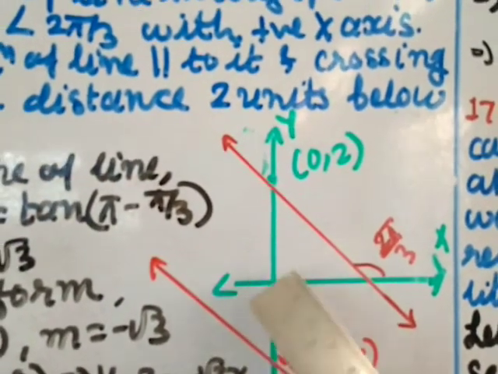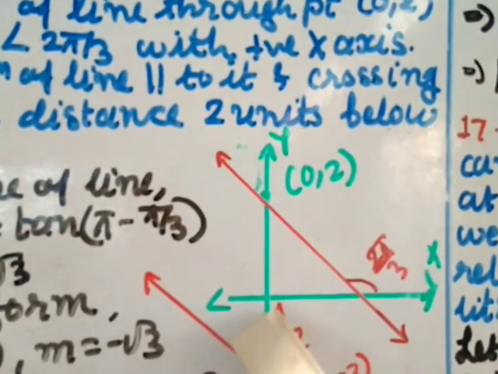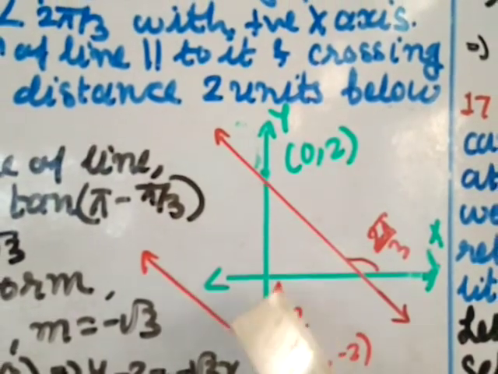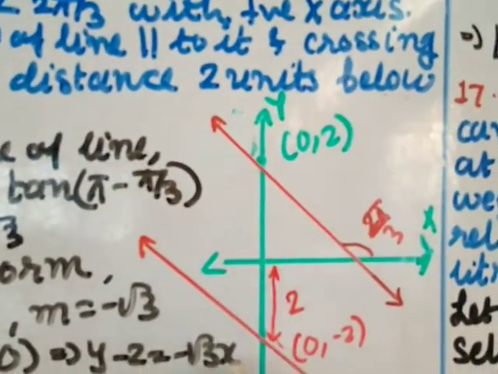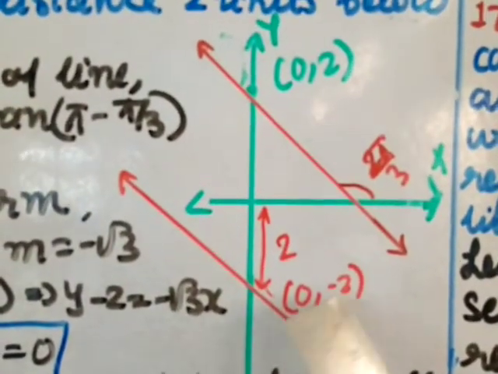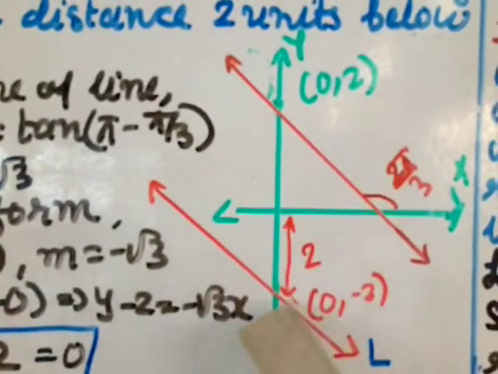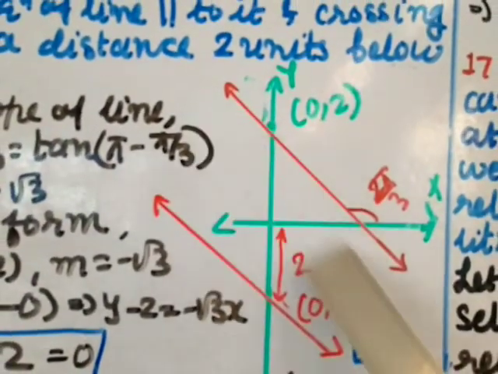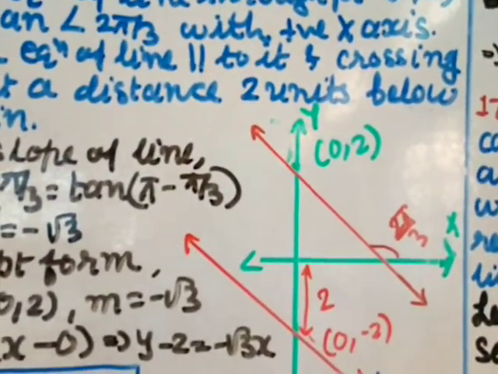This other line is parallel to the first, but it cuts the y-axis 2 units below the origin. So the coordinates of this point will be (0, -2), because it is in the negative direction of the y-axis, so the x coordinate is 0 and the y coordinate is -2. So you have to find the equation of this line and of that line. First we'll find the equation of this one, and then we'll find it for the other.